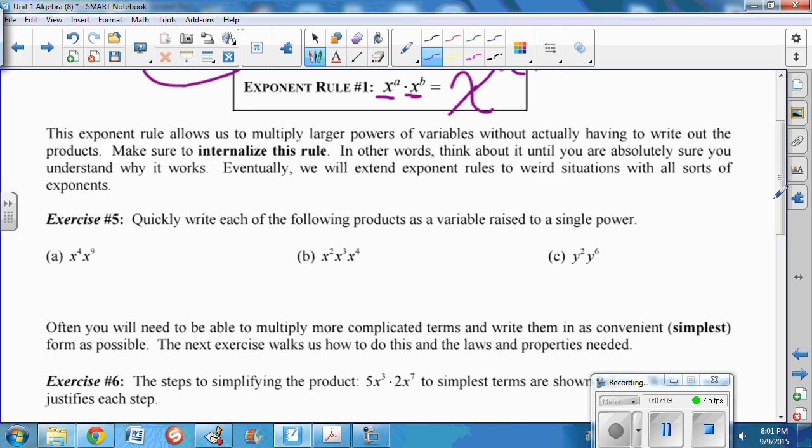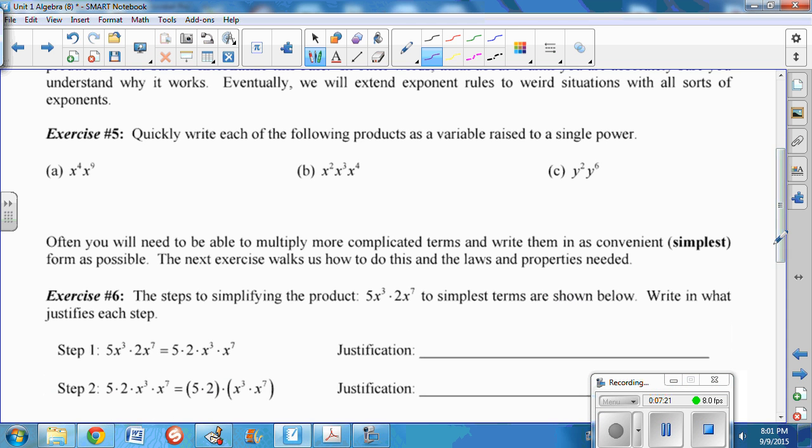So this next paragraph talks about internalizing the rule. Meaning, say it so much to yourself that it becomes automatic. Like bases, add exponents when you're multiplying. So exercise 5, quickly write out the following products raised to a single power.